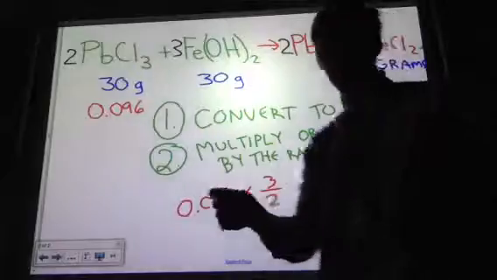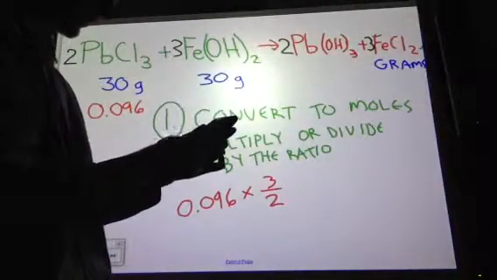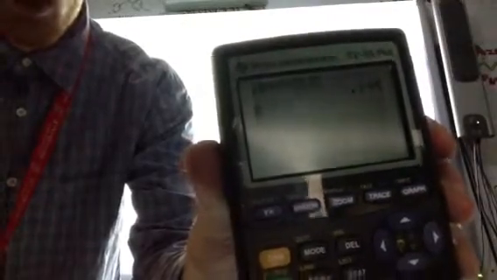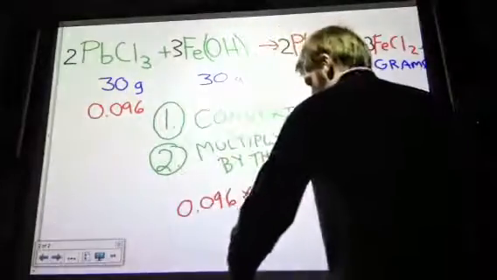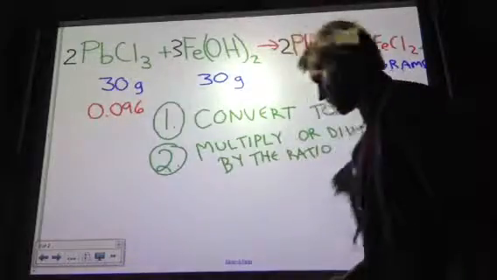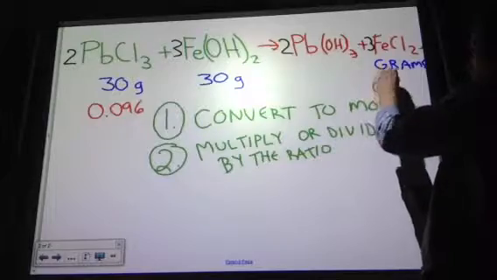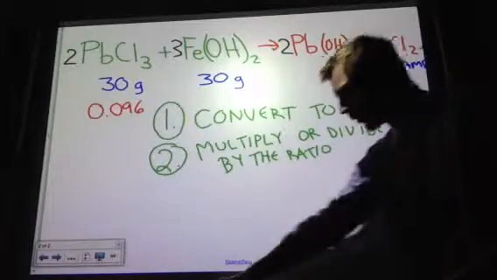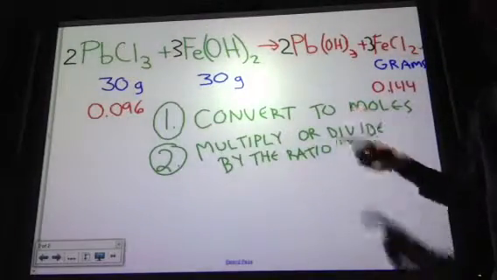This times 1.5, I'll do that in the calculator. 0.096 times 1.5 gives you 0.144 moles of the new substance. Okay, so we got 0.144 moles of the new substance. So this stuff is 0.144 moles. So it's more. So with 0.096 moles of this, 0.144 moles of this.